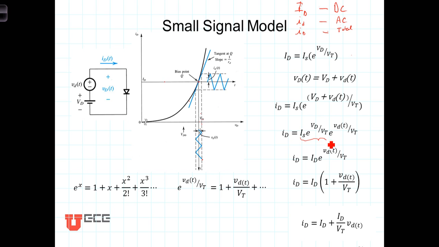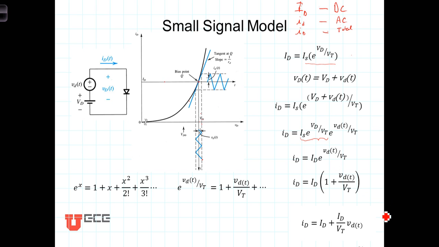Now, notice this term here, that is just the DC component. This I sub S e to the V sub D is just the quiescent current, or the DC current that resulted from the constant DC voltage. So in this expression, we replace this with I sub D, giving us that the total current is equal to I sub D times this exponential term involving only the AC component.